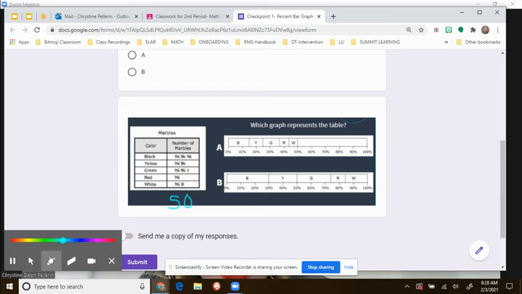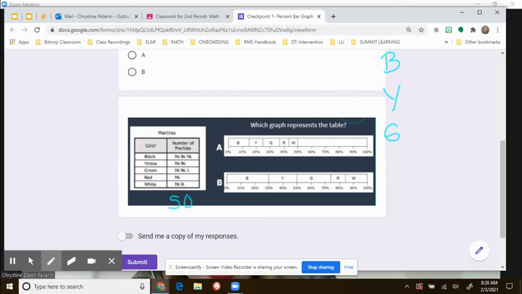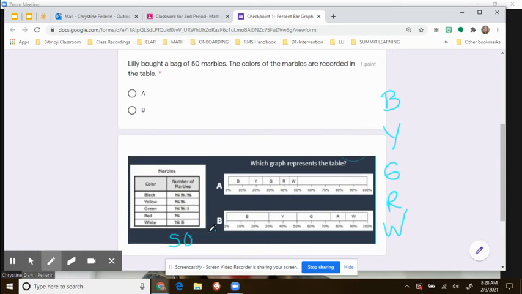All right. Now, we need to make a fraction with each one of those. So on your paper, give yourself room. You're going to write black, yellow, green, red, and white. And you're going to write the fraction, and we're going to show some work. You're going to be doing this on paper. I'm doing this on the screen, but you won't have this in Kami.